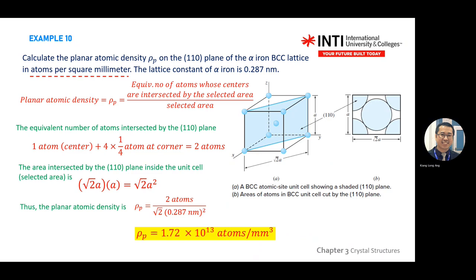Again, most of the time your question or your assessment will be on the two simple crystal structures, BCC and FCC. The numbers make sense to you, right? This one is just, you cut it and then you draw it. Then you count how many atoms are on this plane.